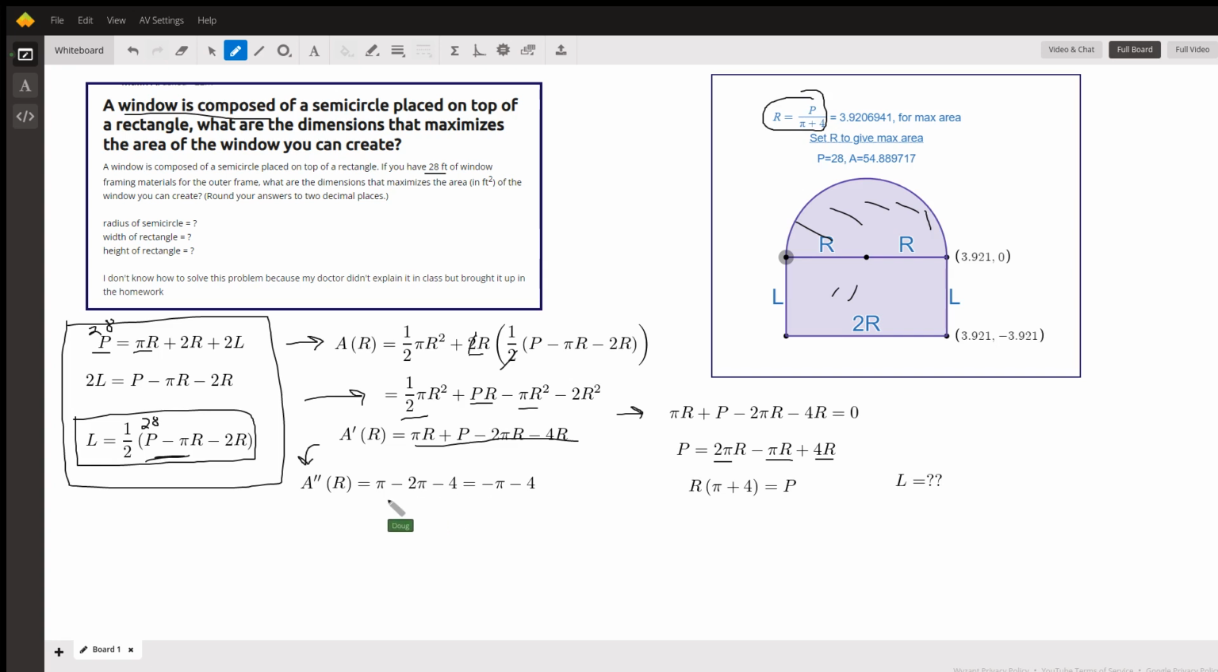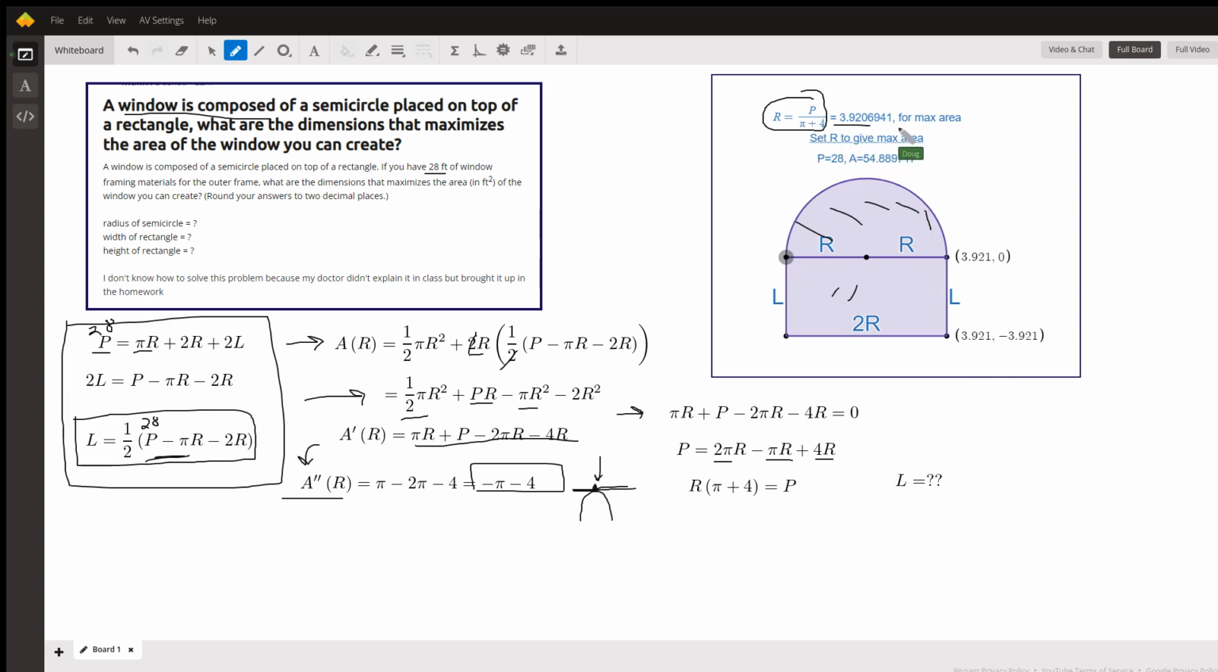If I look at the second derivative, you can see the second derivative is always negative, so it's always concave downward, which means this value of r, p over pi plus 4, is where the tangent line is horizontal. It's giving us a maximum area. Okay, so 28 over pi plus 4 would be an exact answer for this problem.